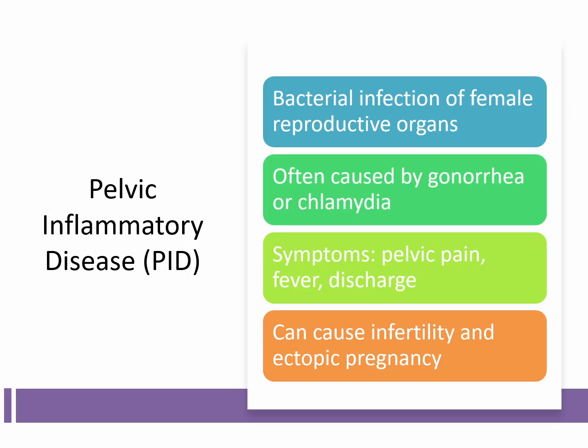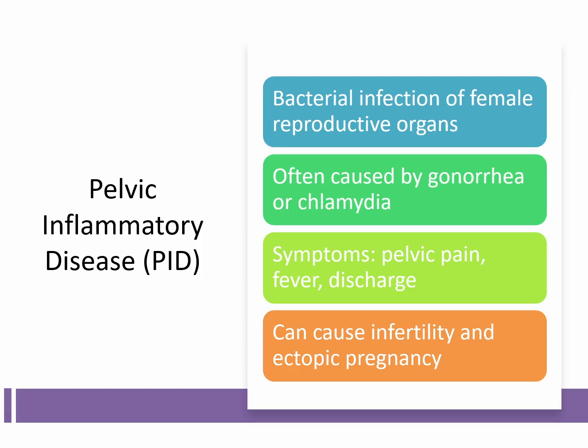PID is pelvic inflammatory disease. It is a bacterial infection of the upper female reproductive system. Organs that are commonly affected are the uterus, fallopian tubes, and ovaries. Common causes: PID is often caused by gonorrhea, chlamydia, and other bacterial infections. Risk factors include sexually transmitted infections, or STIs, untreated infections, and unsterile procedures.